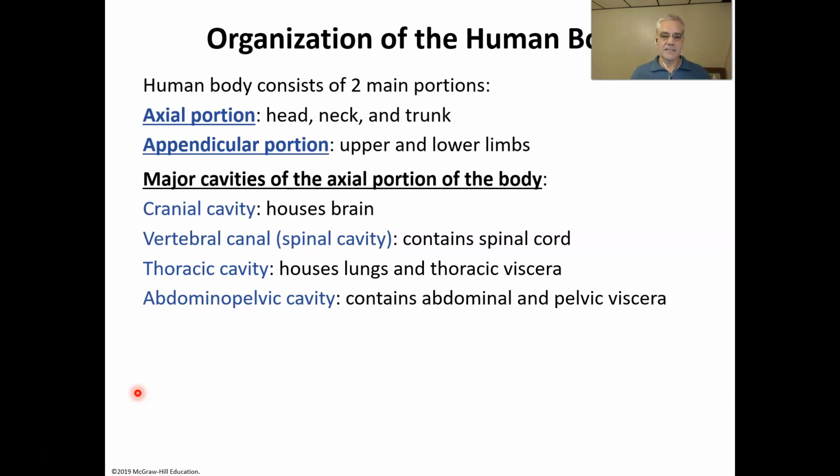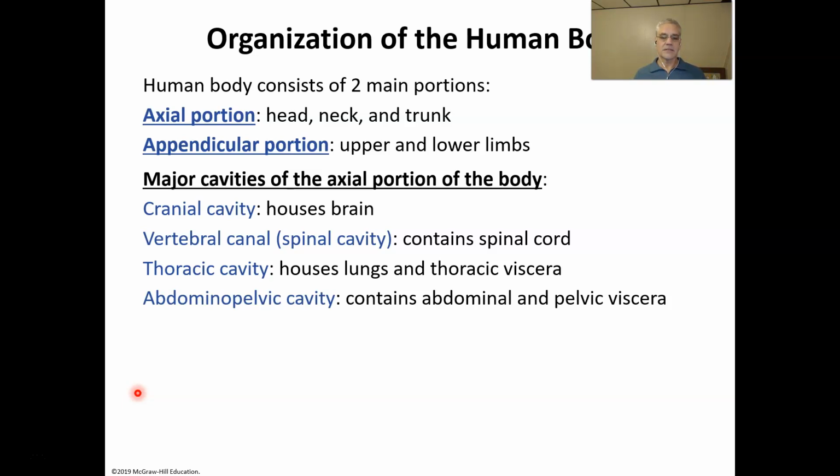So we tend to divvy up humans into two big portions, right? We say the center of the body is called the axial portion. That consists of the head, neck, the trunk, and the pelvis. So it's kind of the center of the body, if you want to think of it that way.